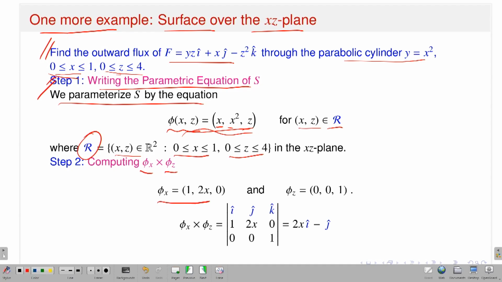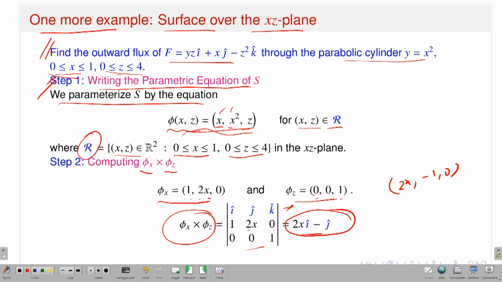So what is my phi x? Because phi is very nice, it should be 1 comma 2x comma 0. Phi z is independent of x, so this is 0 0 1. So this is the formula with i cap, j cap, k cap. The first row is phi x, that means 1 comma 2x comma 0. The third one is 0 0 1. If you do the formula, this is nothing but 2x times i cap minus j cap. That means the vector is nothing but 2x minus 1 0.